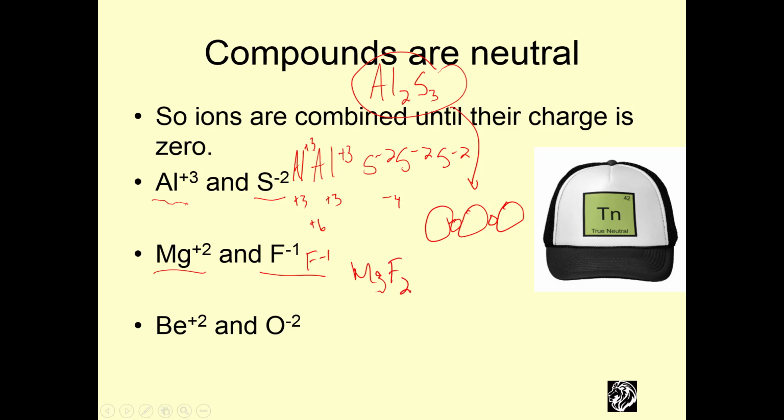So this is going to be MgF2. Remember, the positive guy is going to be smaller, so I'm going to have a little Mg and a big F. Kind of almost looks like Stitch. I don't know why I think that, but I do. Be plus 2 and O minus 2. Those cancel out. That would just be BeO.